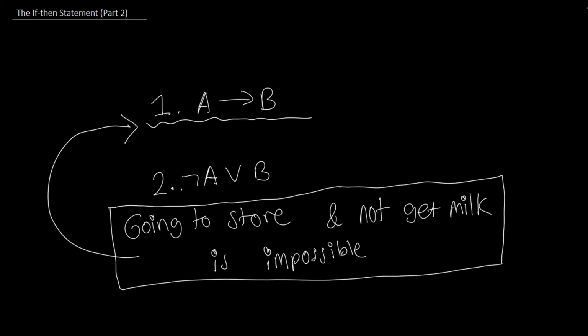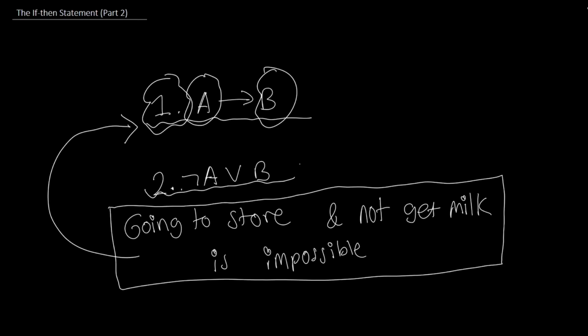Why? Because think for a moment. If going to the store and not getting milk is impossible, that would mean that I am going to the store with the intention of getting some milk. Now notice that this is exactly the same as what number 1 is trying to tell us: if I go to the store, then I'll get some milk. Exactly the same. So we started with statement number 2 and changed things little by little, and we ended up with statement number 1.